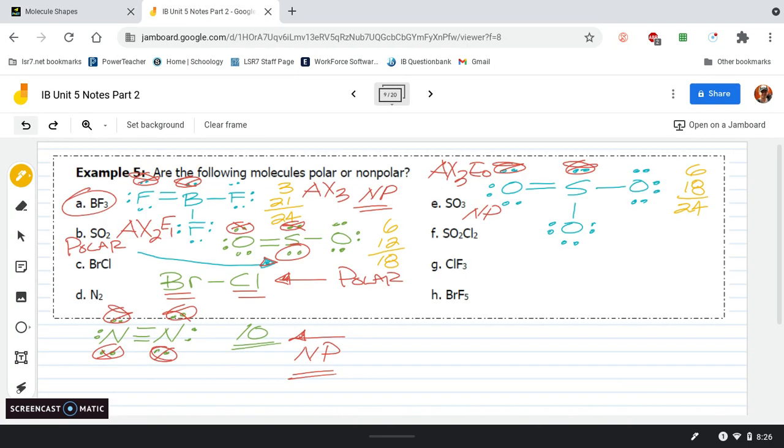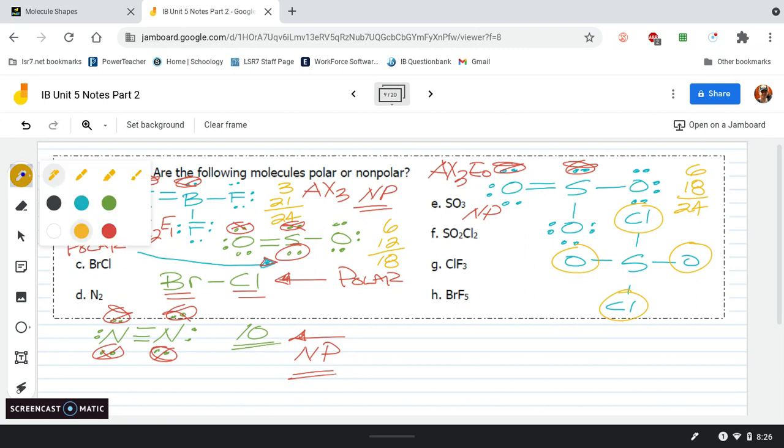Okay, SO2Cl2. So what's going on here? And you don't have to do a lot with this one either. Sulfur's in the middle. Then you got the O's and the Cl's. Now, I don't have to do anything else because the rule tells me if the X's are not all the same element, it's automatically polar. So since those are different, this is automatically polar.